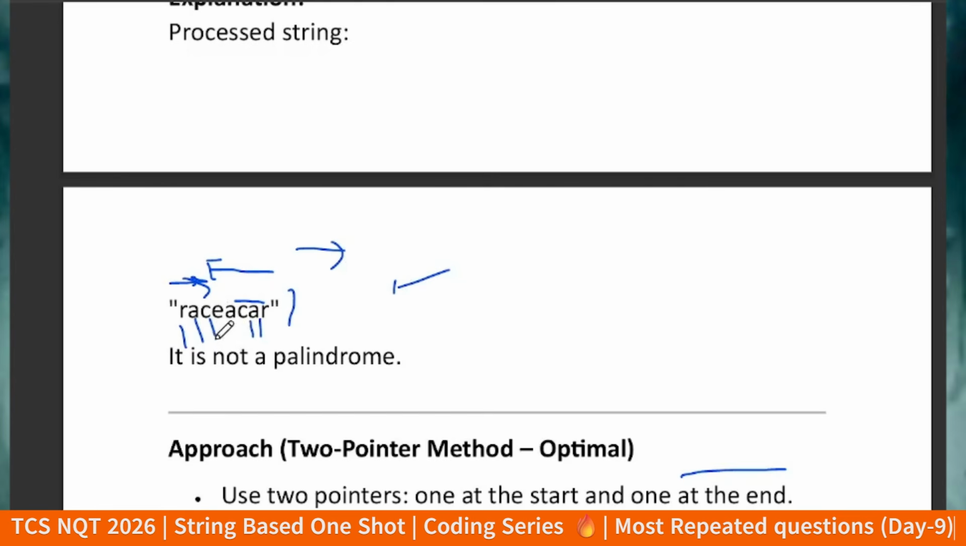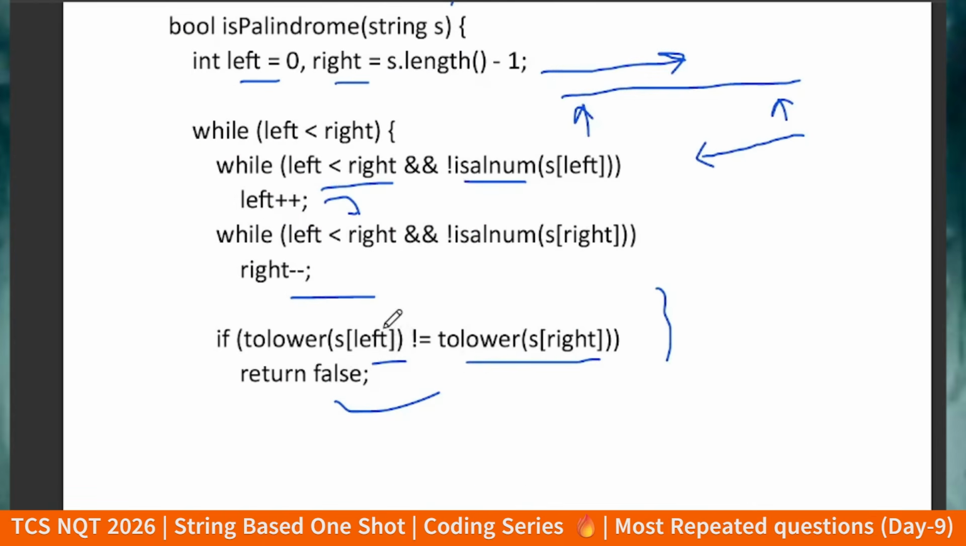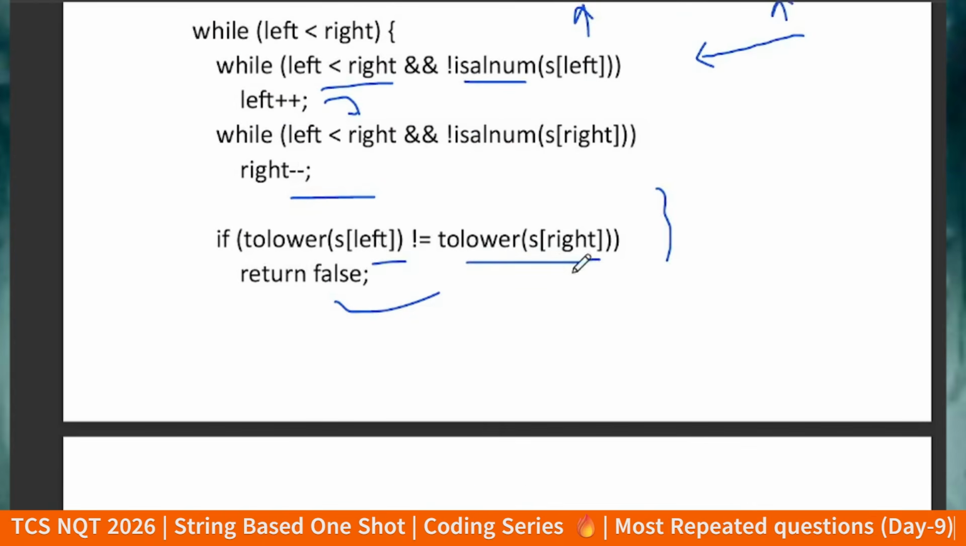Now our pointer will be at C and here I will have the pointer at A. Now this is not matching, C and A is not matching. So whenever we face this condition that left not equal to right, then I will return false. At that instant I will break from the loop.